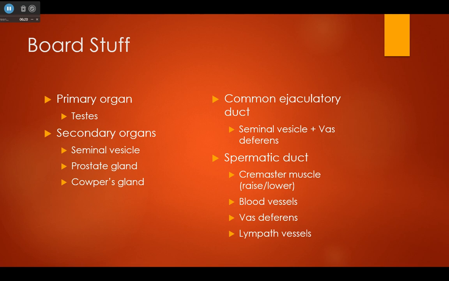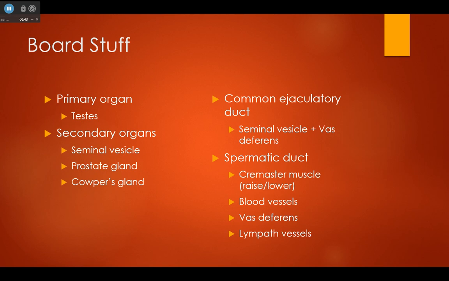The common ejaculatory duct, your book just says ejaculatory duct, but it is considered common. That is where the vas deferens and the seminal vesicles join. So the sperm and the seminal fluid enter at the same time into the urethra. The spermatic cord, again, is going to attach the testis to the rest of the body so that stuff can come in and out of the scrotum.